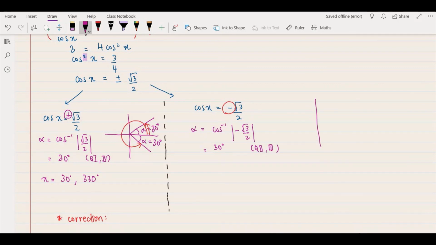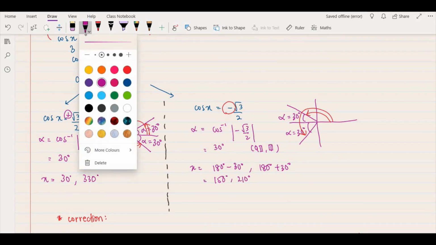Let's just draw our quadrant here. This is my angle. Alpha is 30 degrees. Alpha is 30 degrees. So now let's just list my angle x. The first one will be 180 degrees minus 30, and then the second one will be 180 degrees plus 30 degrees. That will give me 150 degrees as well as 210 degrees.